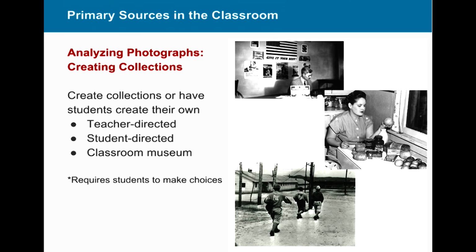Let's say you're studying World War II home front. As the teacher, you gather 20 or so photographs about World War II home front, and then you have the students pick the 3 or 4 photographs that they feel best represent that subject. So the 3 images you see on the screen do show different aspects of World War II home front, and you can come about it in different ways. This is nice because it requires students to make difficult choices and then explain those choices.